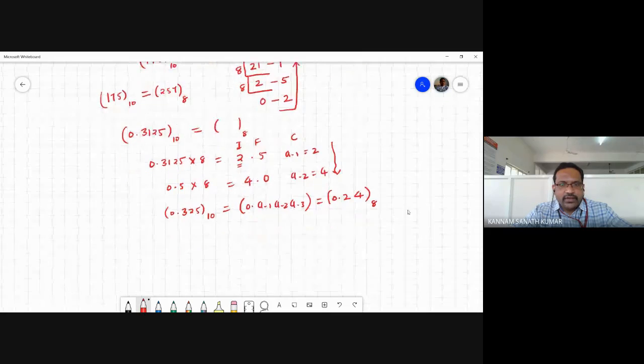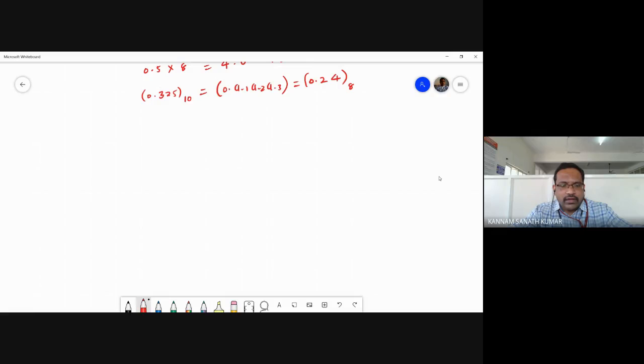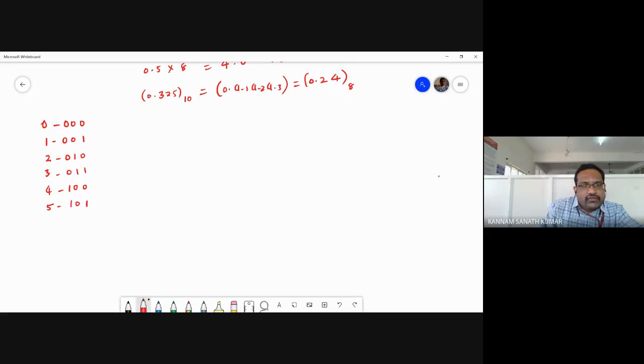Suppose he is given the binary value, you need to convert into octal. So if you see octal values, you need to remember: 0 is how much? 000. 1 is 001, 2 is 010, 3 is 011, 4 is 100, 5 is 101, 6 is 110, 7 is 111. You need to remember these values for 0 to 7.